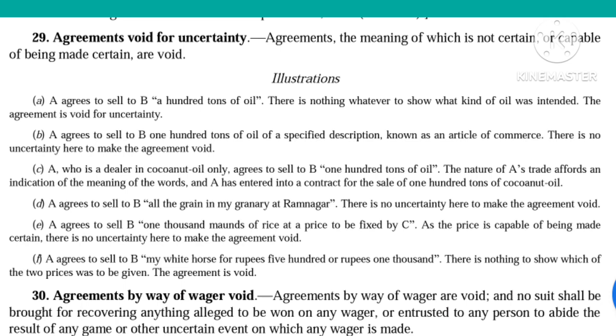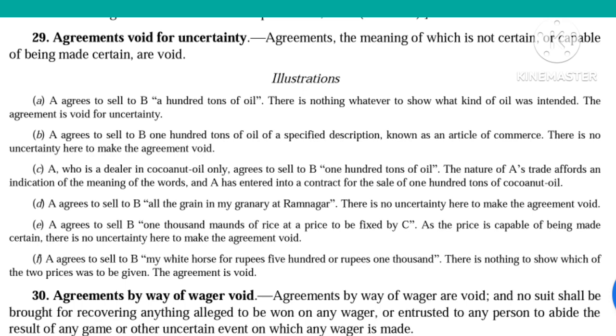So the illustration says A and B enter into an agreement to sell 100 tons of oil, but the agreement nowhere mentions what kind of oil was intended to be sold under the agreement. Since it was totally uncertain as to the kind of oil that was to be sold under the contract, the agreement is declared void for uncertainty. So agreements the meaning of which is not certain are void under the Indian Contract Act.